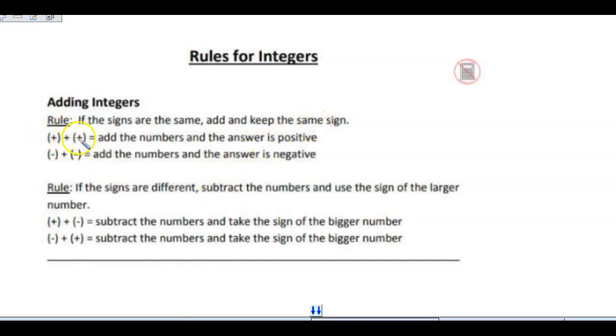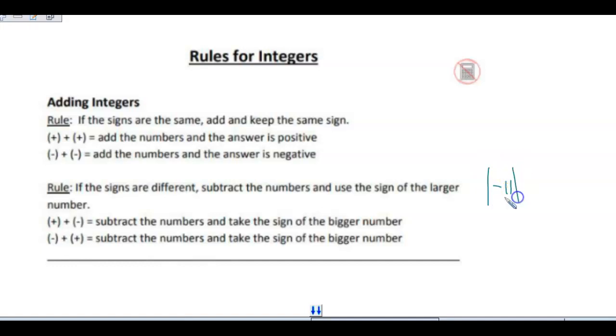So if you add two positives, you add the numbers together, and the answer is going to be a positive answer. If you have two negatives, you're going to add the numbers together, and then the answer is going to be a negative answer. If the signs are different, however, you're going to subtract the numbers and then use the sign of the larger number. And when we're talking about the larger number, we're talking about the absolute value.